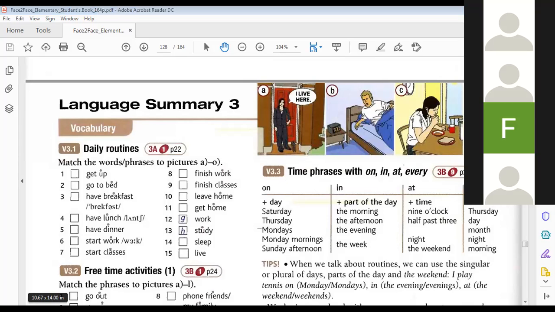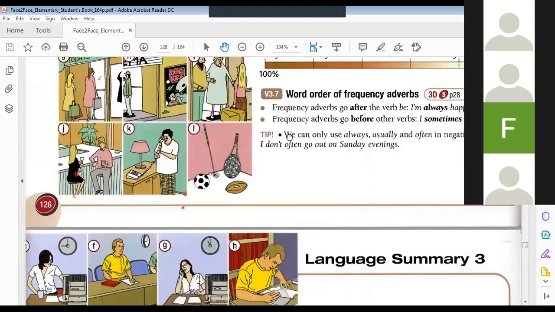Okay, let's answer it, and then maybe we can check it later. We can change it. What about photo B? Get up. Okay. Get up, yeah. So get up is photo B. What about photo C? Have breakfast. Okay. Have breakfast. Yes. What about photo D? Leave home. Okay, so photo D is leave home. Let's see the other photos. Let's check the other pictures.